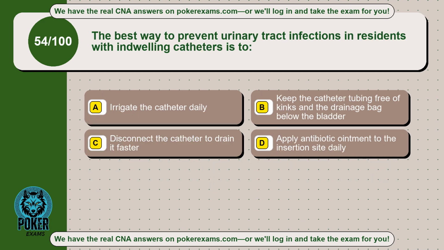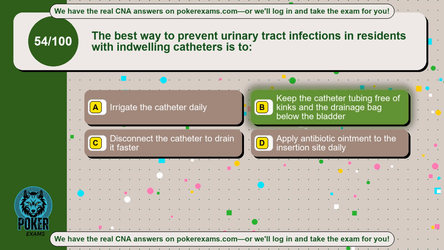Question 54. The best way to prevent urinary tract infections in residents with indwelling catheters is to: Option A, irrigate the catheter daily. Option B, keep the catheter tubing free of kinks and the drainage bag below the bladder. Option C, disconnect the catheter to drain it faster. Option D, apply antibiotic ointment to the insertion site daily.